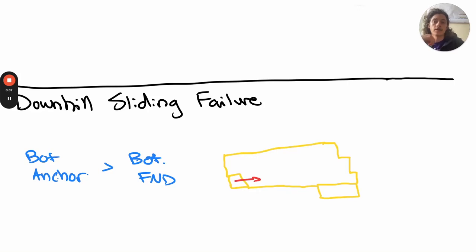In this final video, I'll go through more of a qualitative discussion on soil shear analysis for downhill sliding failure, along with a series of design rules for mitigating downhill sliding. This is because when the anchor is above the foundation, we do not want to build a downward sloping ramp.